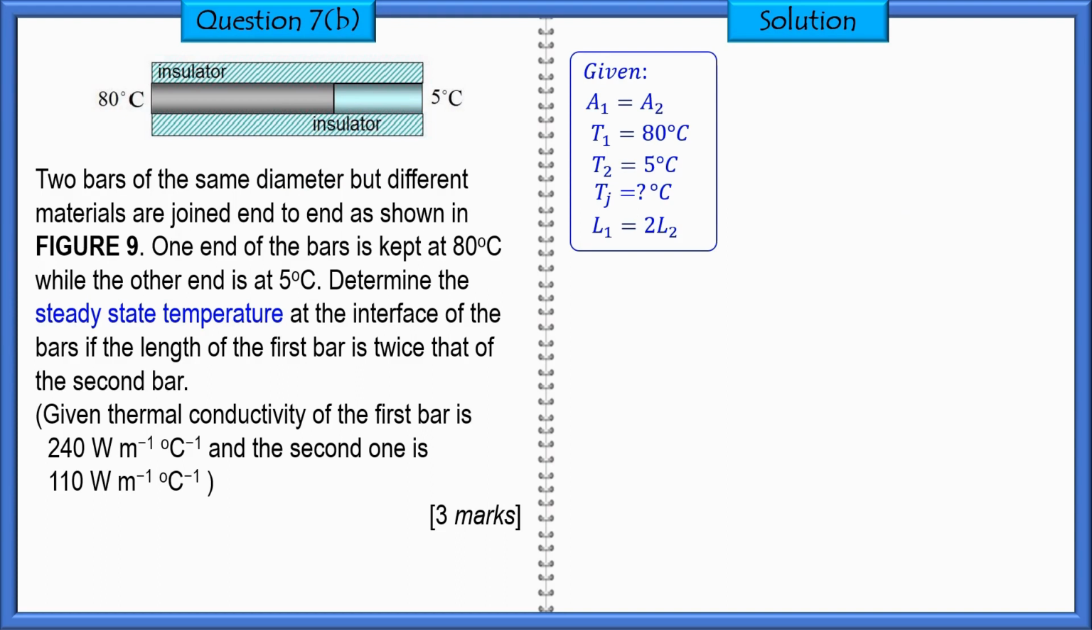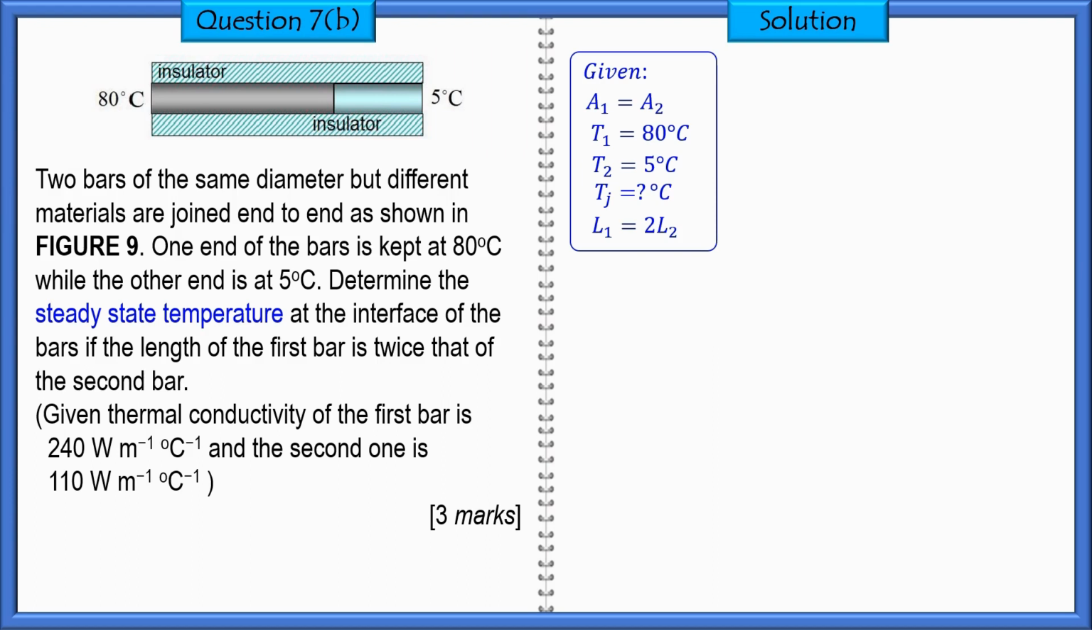Question 7b. Two bars of the same diameter but different material are joined end to end as shown. One end of the bar is kept at 80 degrees Celsius while the other end is at 5 degrees Celsius. Determine the steady state temperature at the interface of the bars if the length of the first bar is twice that of the second bar. Given the thermal conductivity for the first and second bar as shown.